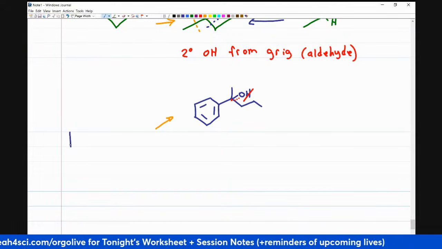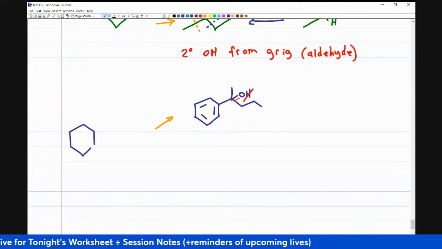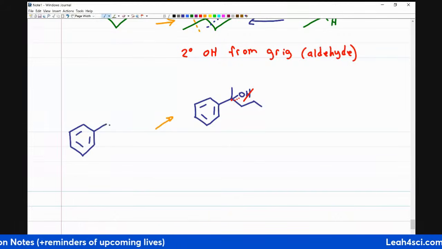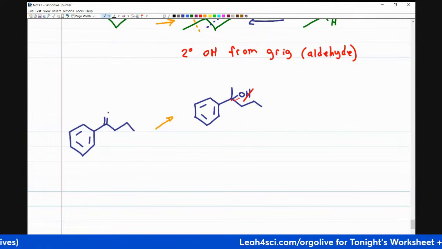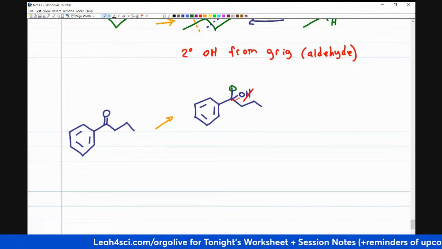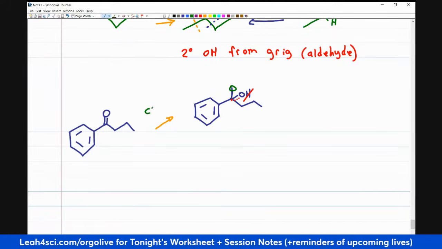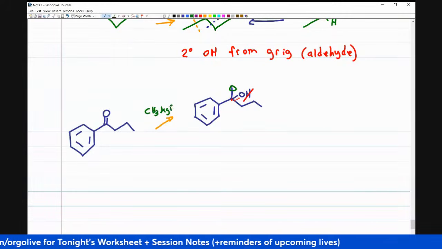We have the big ring. And then 1, 2, 3, 4 carbons on it. 1, 2, 3, 4. This right here was my ketone. And then the thing that added was this right here, CH3MgBr. That's one option.